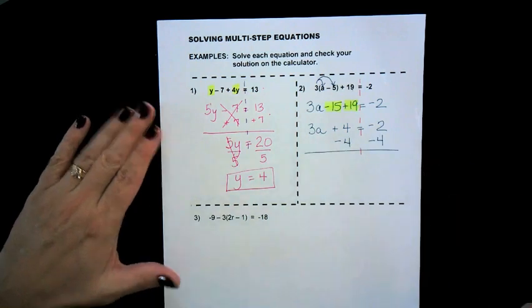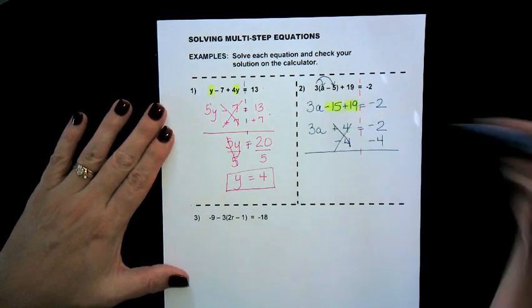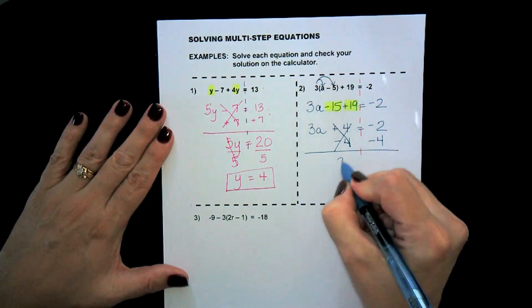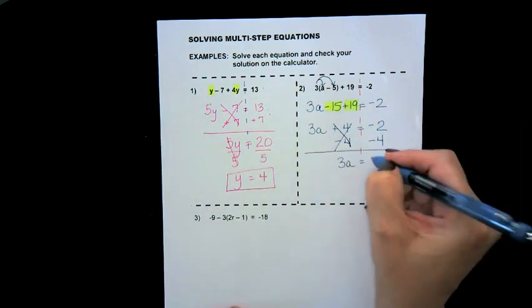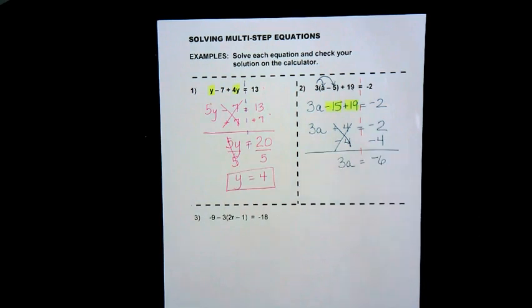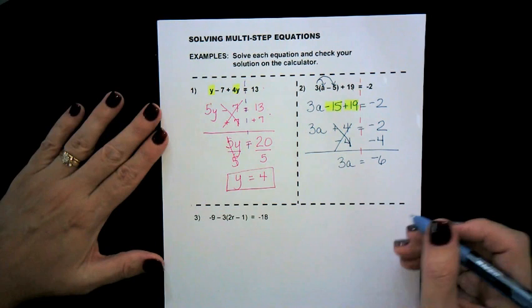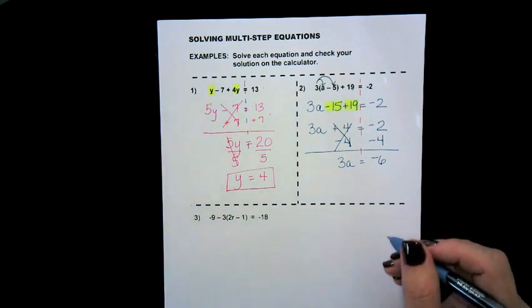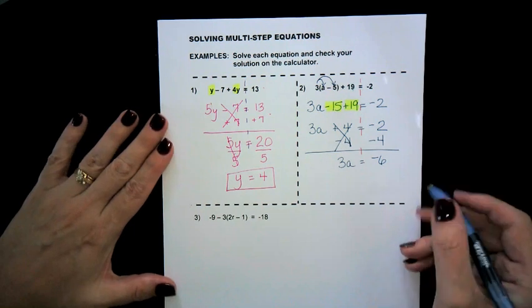Notice I did it on both sides of the equation again. So plus 4 minus 4 cancel each other out. I'm left with 3a equals negative 2 minus 4, which is negative 6. Now, if you say, Dr. May, I'm not real good with negatives, that's okay. Use your calculator. If you need a calculator, use the free Desmos calculator in the description here. I've put the link for you.